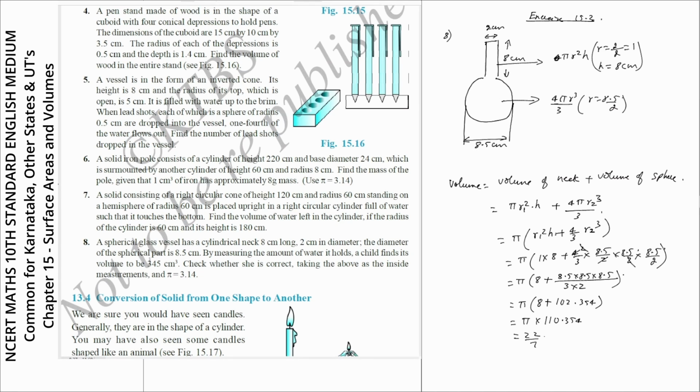They have told us to take the value of pi as 3.14. So I'll multiply 3.14 into 110.354. This gives 346.51 centimeter cube. The measurements were in centimeter, therefore volume will be in centimeter cube. This is the volume of water.